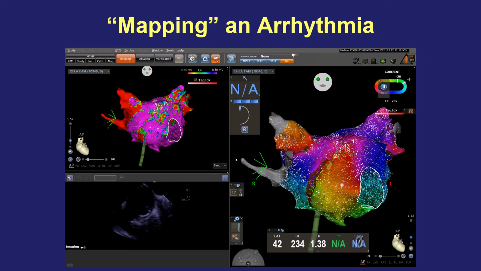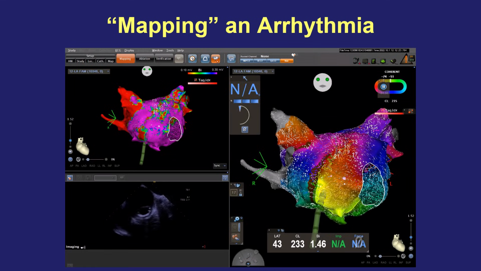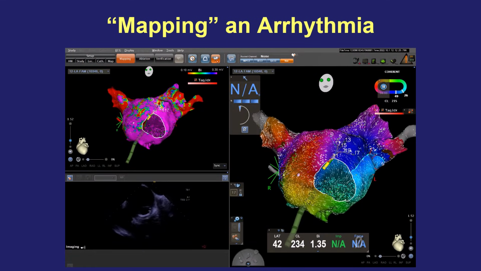We can get really fancy when we're looking at other arrhythmias. Sometimes people don't only have atrial fibrillation, but they can have other rhythms, something called atypical atrial flutter, a different type of short circuit that we also can target when we're in the heart.